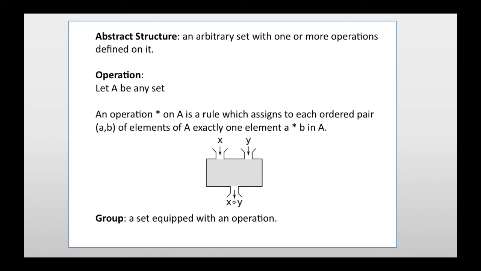More formally, and this will get a little dense here for a moment, but bear with me. More formally, let A be any set. An operation asterisk on A is a rule which assigns to each ordered pair (a, b) of elements of A exactly one element a * b in A. What this means is that any set with a rule or rules for combining its elements is an algebraic structure. With just a few more conditions, which we'll bypass for now, such a set is also a group, which is another important kind of algebraic structure.